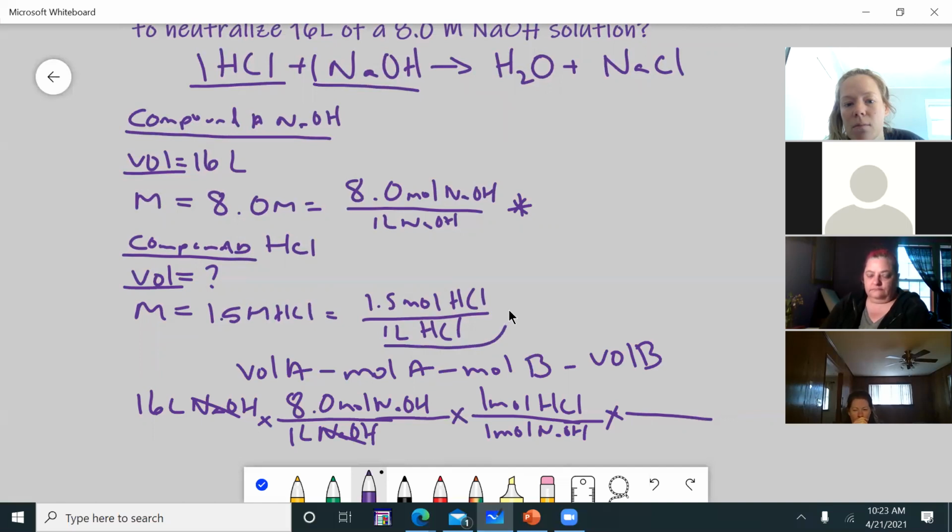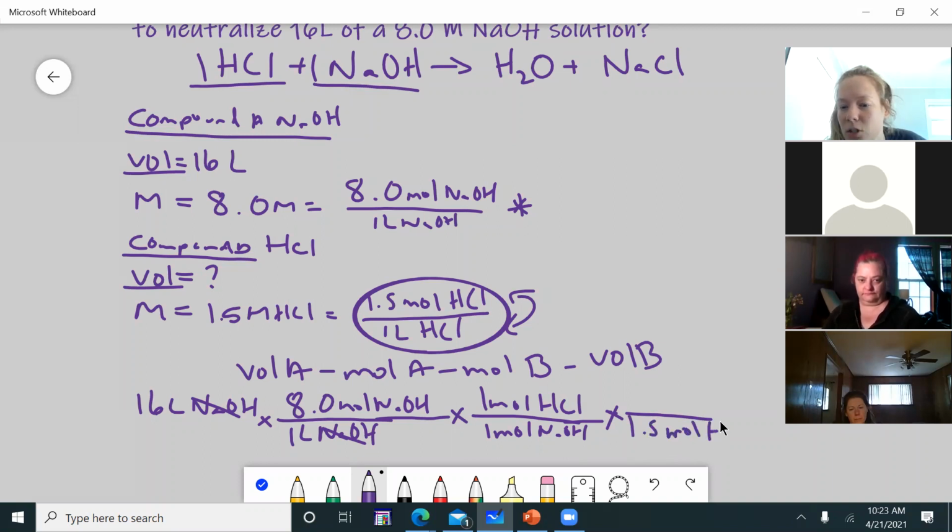Now, again, here's the molarity, but I don't like it set up like this. I want to flip it. I want to put the liter on the top and the mole on the bottom because mole is here and I want to get rid of the mole. So the 1.5 moles of HCl are going to go on the bottom, and that's for every 1 liter of HCl. Check that all the things cancel as you move along, and then you just plug it in.